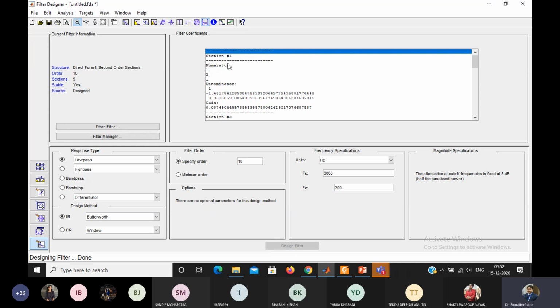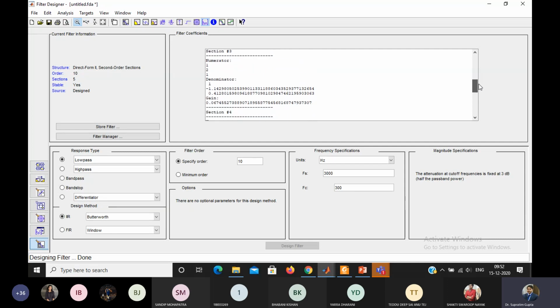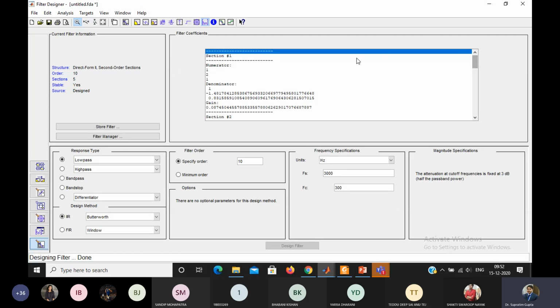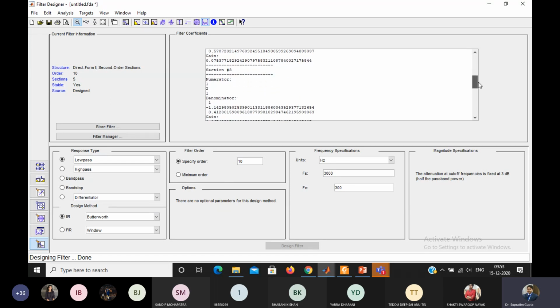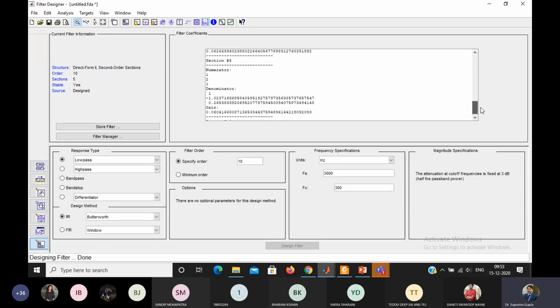we have numerator, we have denominator, and again. Now you can see here that it is showing section 1, 1 to 1. Now section 2, 1 to 1. Or, we have numerator denominator. Section 3 we have denominator numerator. Section 4 and then section 5.